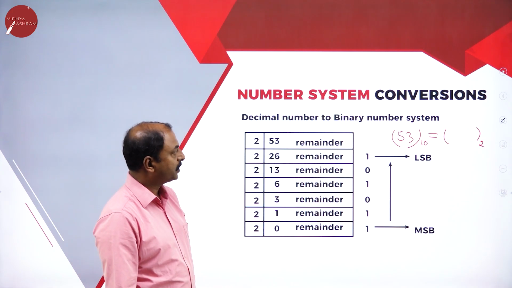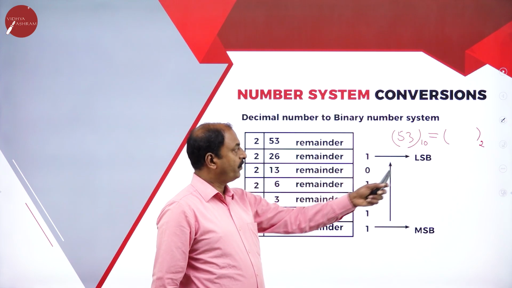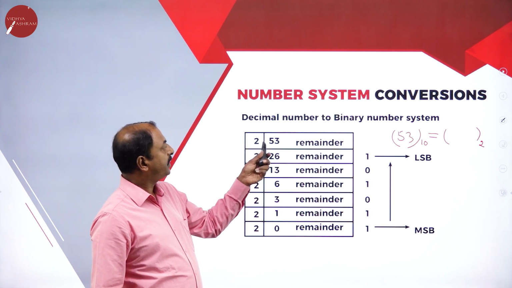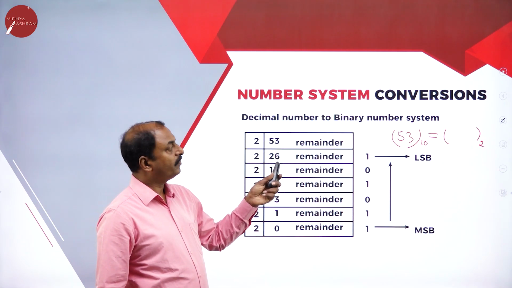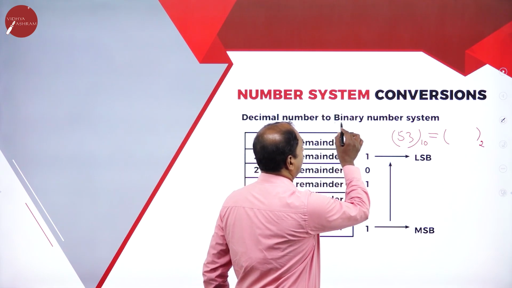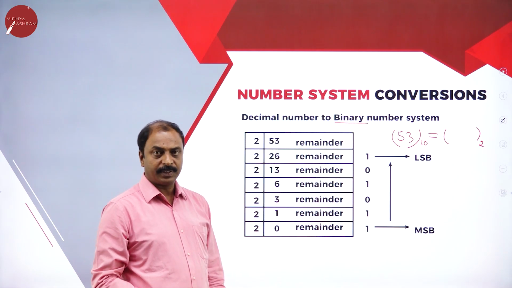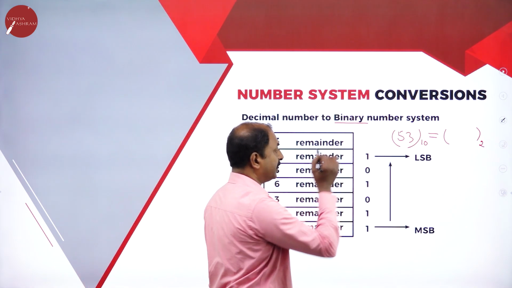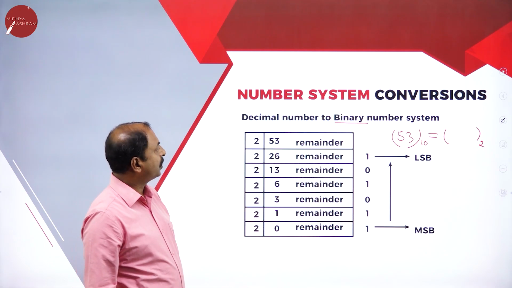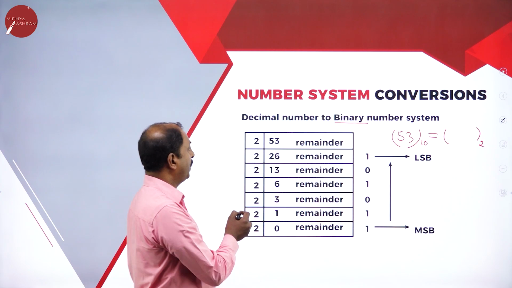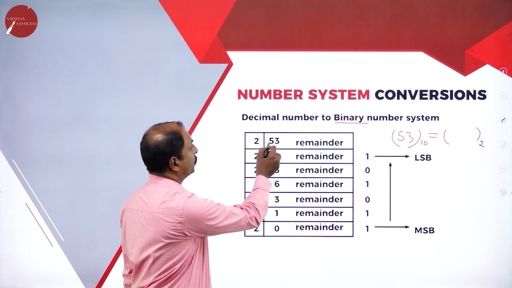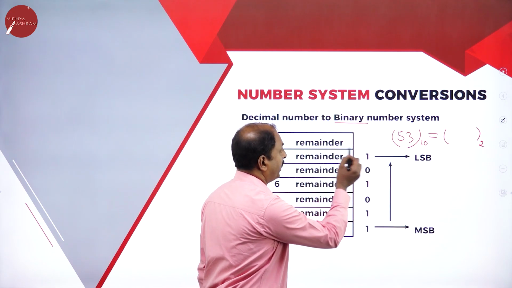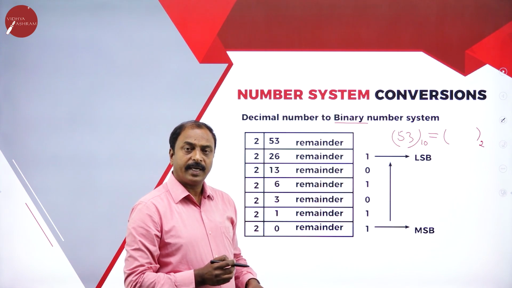What is the procedure here, students? The procedure is, first, the given number is 53. First we have to divide the given number by 2, because we have to convert this into binary. So we start dividing the given decimal number by 2, and we have to store the remainder. Now let us start dividing 53 by 2. If you divide 53 by 2, you will get 2 2s are 4, 13, 2 6s are 12, and the remainder is 1. Here we are storing the remainder as 1.